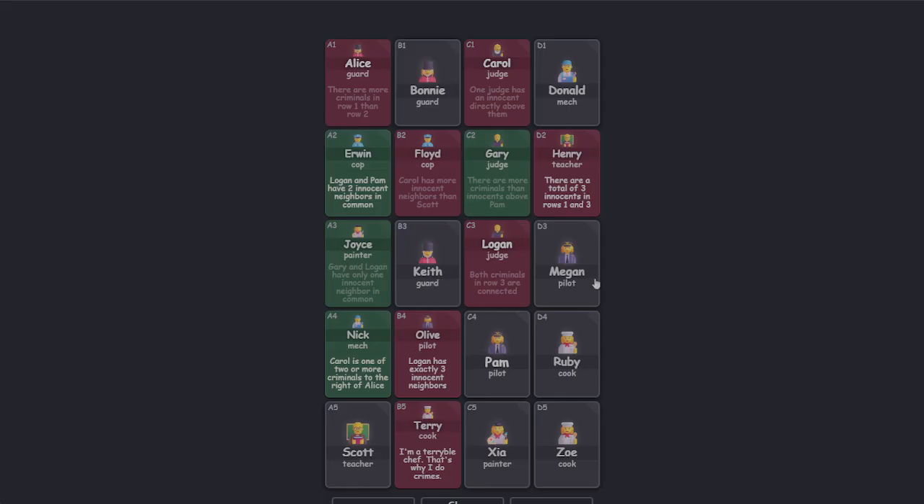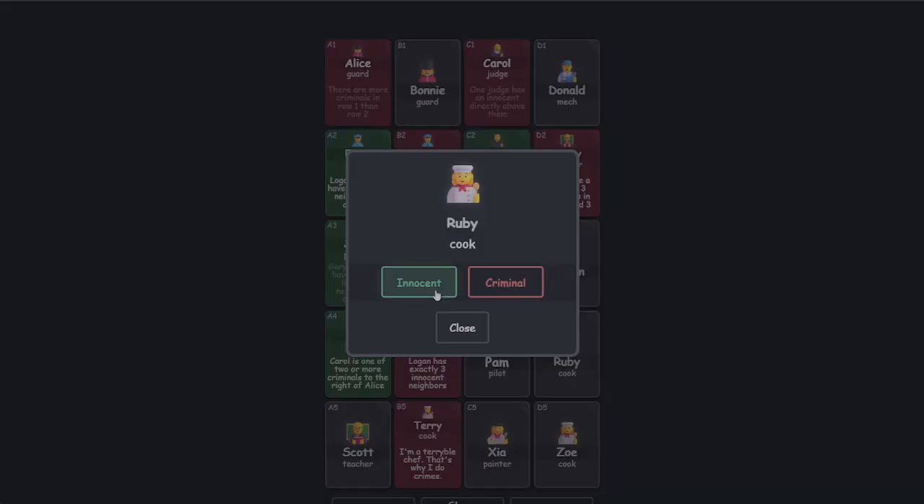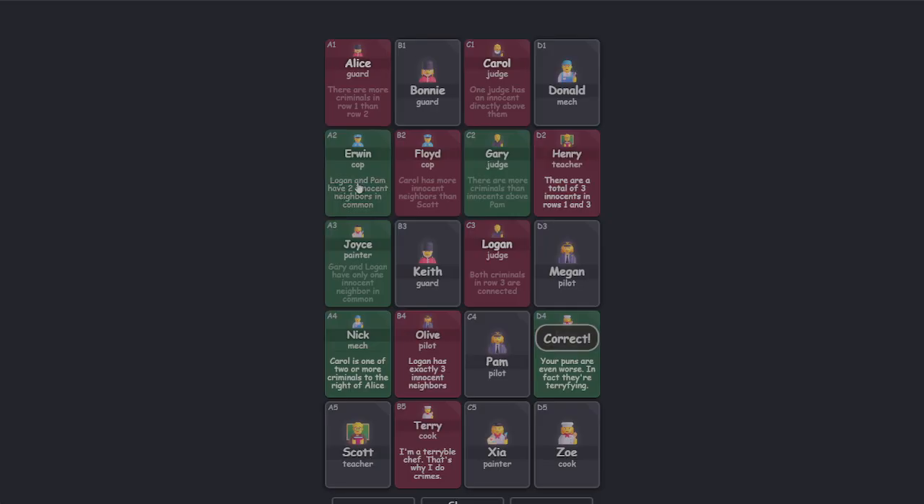One of Keith and Megan is a criminal. One of Keith and Megan is innocent, as I've said multiple times. And Logan and Pam have 2 innocent neighbors. Olive's guilty, so Ruby must be innocent. And I'll block that out.